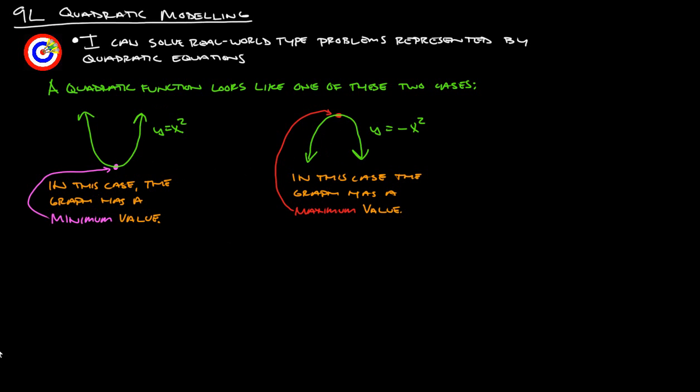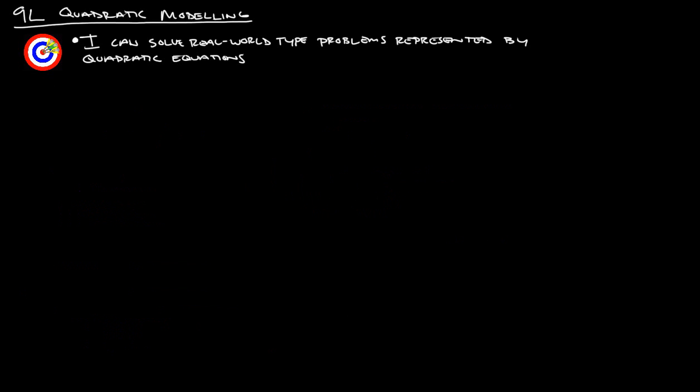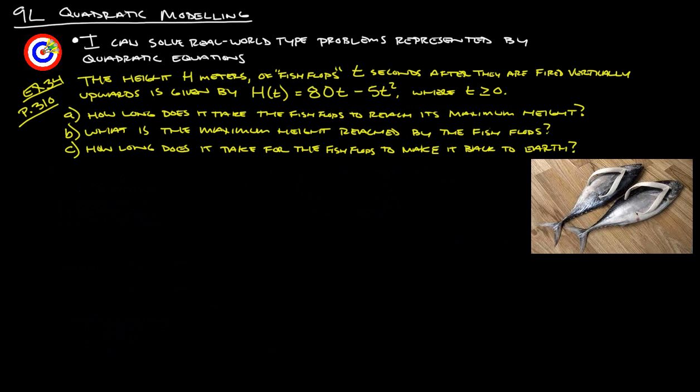All right? So the process of finding the minimum or maximum value is called optimization. And optimization is really handy when you're trying to maximize profits, minimize costs, or maximize heights reached, or areas and stuff like that. Okay, so let's take a look at that in a real world type example.